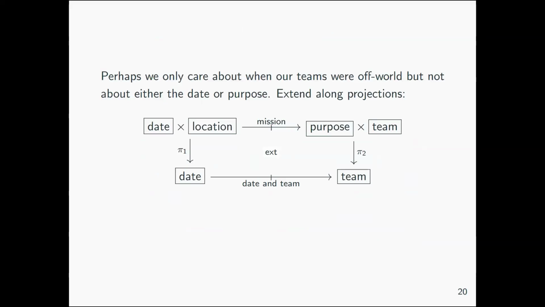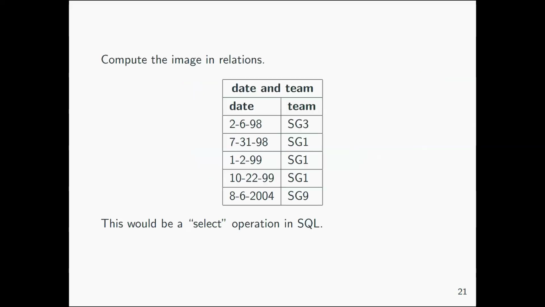We can just project, ignoring the location and the purpose, and then we extend, and then we get a new proposition here, just date and team. And in order to figure out exactly what the data looks like, we'll just use the instance, and we'll compute the image in Rel, which is a new table, just date and team. And this is precisely a select operation in SQL, for example.